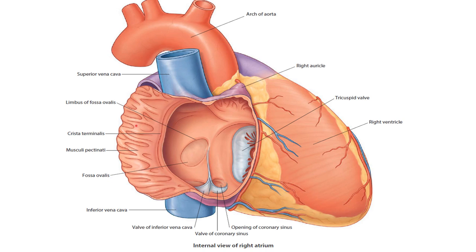Just lateral to the crista terminalis, on the lateral wall of the right atrium, you see this network of ridge-like structures again. These are called the pectinate muscles, or the musculi pectinati.